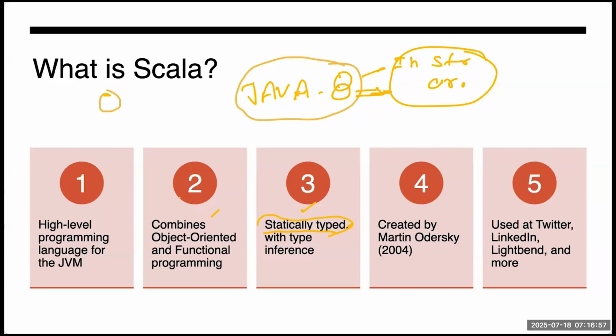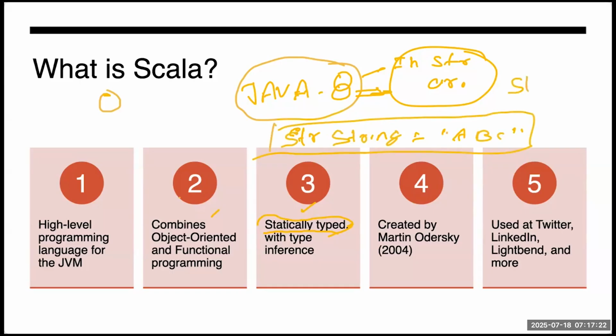Now, type inference is like in Java, right? Let's suppose you are defining any variable, you have to give its data type also. But here, like this you will write in Java, but in Scala you can directly write str equal to abc, and Scala will automatically deduce the type of this variable.